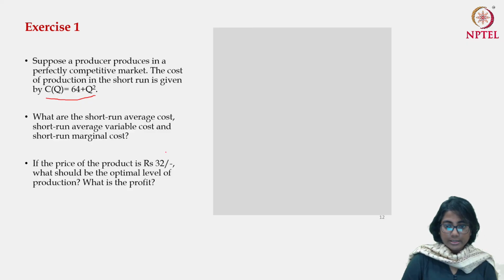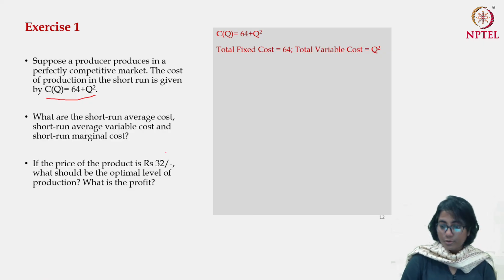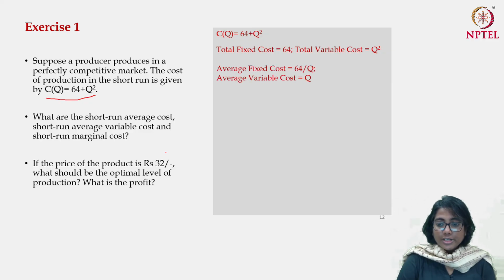So let us have a quick look at the mathematics of the problem. This is the cost function that is given: C(Q) = 64 + Q square. So the total fixed cost, as I have just mentioned, is 64 and the total variable cost is Q square. Now this 64 is scaled down in some particular measure. It doesn't mean that it's 64 rupees. What is average fixed cost? Average fixed cost is the total fixed cost divided by the quantity produced, so that is 64 divided by Q. Then you have average variable cost, which is Q square divided by Q, so what you get is Q.